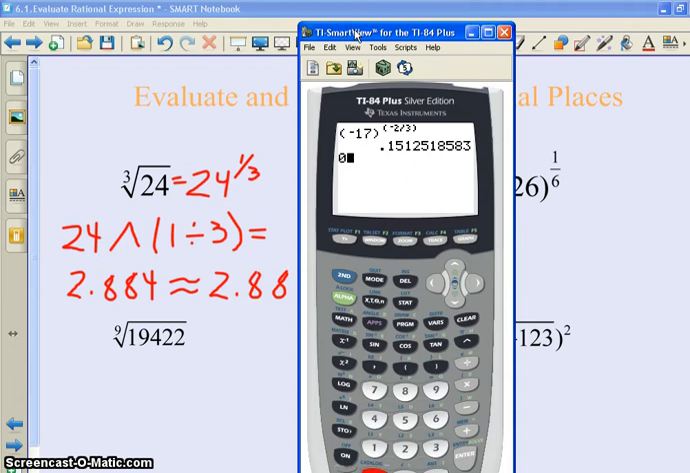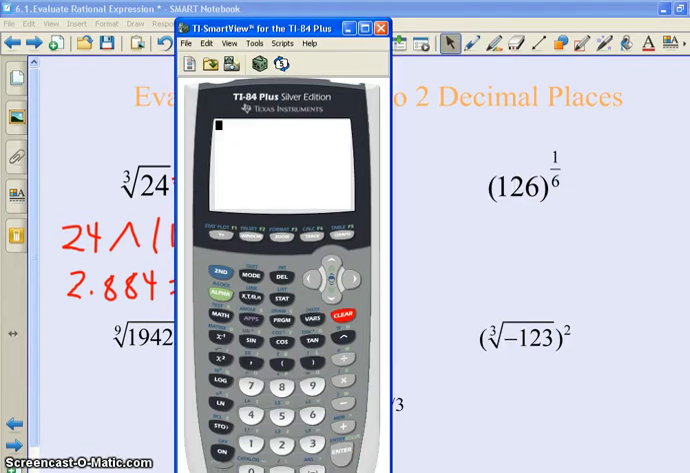Now let's take a look at how we're going to use our graphing calculator. What we need to do is push math, and notice that number 4 is the third root. So the third root comes up, I just enter 24, enter, and you're going to see 2.88. That's how you're going to do it using your graphing calculator. Let's just go ahead and use our graphing calculator for the next one.